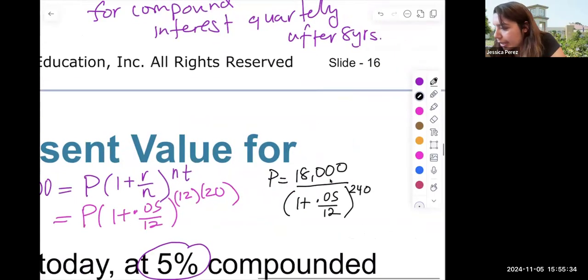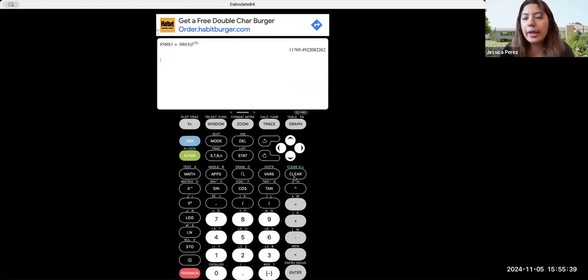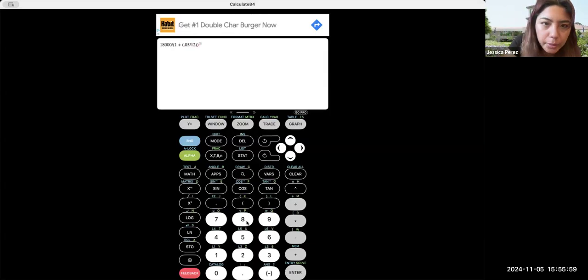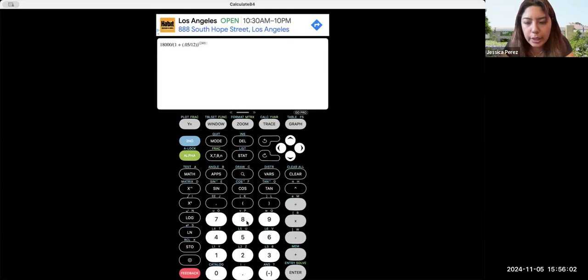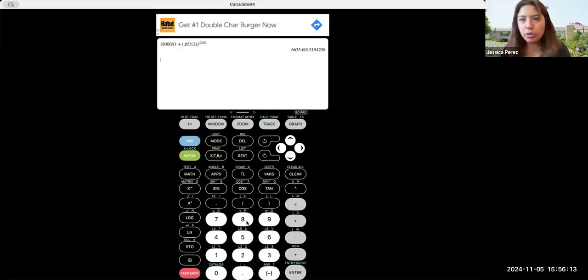So I'm going to punch this on my calculator to see what I get, making sure that I always use parentheses. Let me clear everything. I'm going to have 18,000 divided by parentheses 1 plus parentheses 0.05 divided by 12 close parentheses, raise that parentheses to 240. And that should give me my principal amount to be 6,635.60. So let's see if that's true.